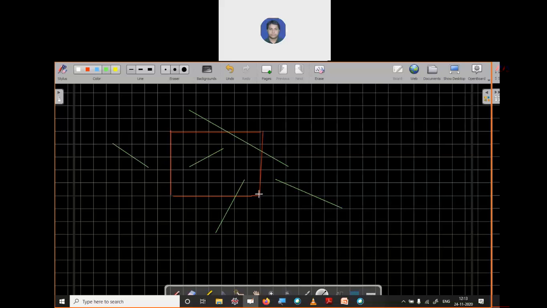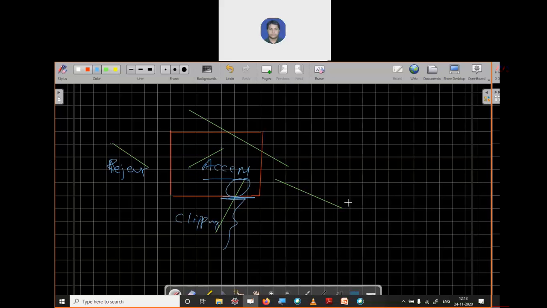So we check if a line is completely outside your clip window. This rectangle is your clip window. If it is completely outside, we will reject it. As you can see, this line is completely outside, so we can reject this line. And if your line is completely inside, we will accept that line as it is. If some portion of your line is inside and some portion is outside, we need to clip. In this case, we need to clip.